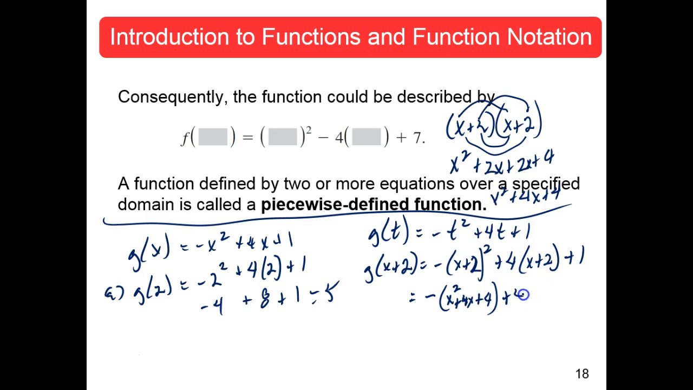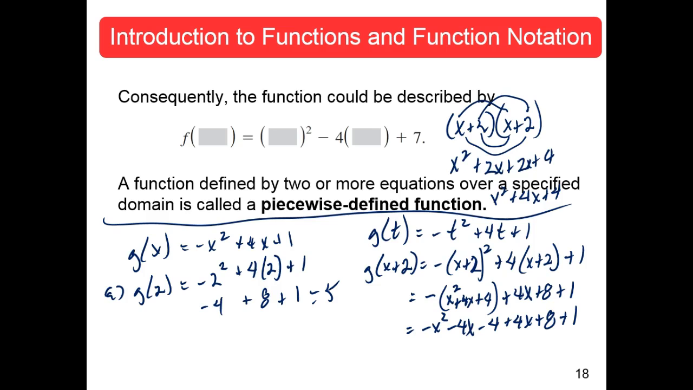Next, plus 4x plus 8 plus 1. Okay? Now the next thing you got to do is negate those things in parentheses. What would that be? Help me. Negative x squared minus 4x minus 4 plus 4x plus 8 plus 1.